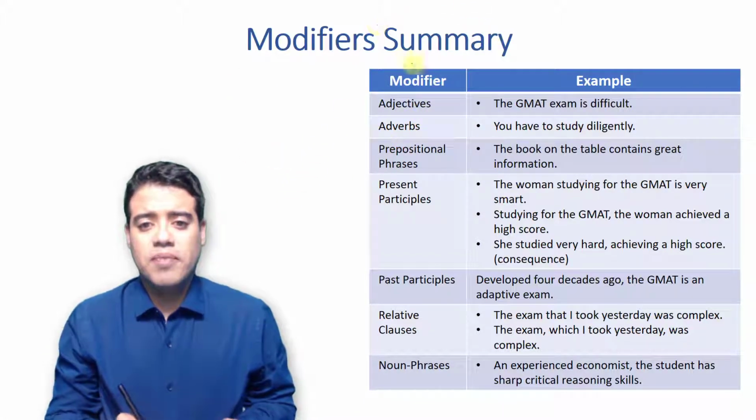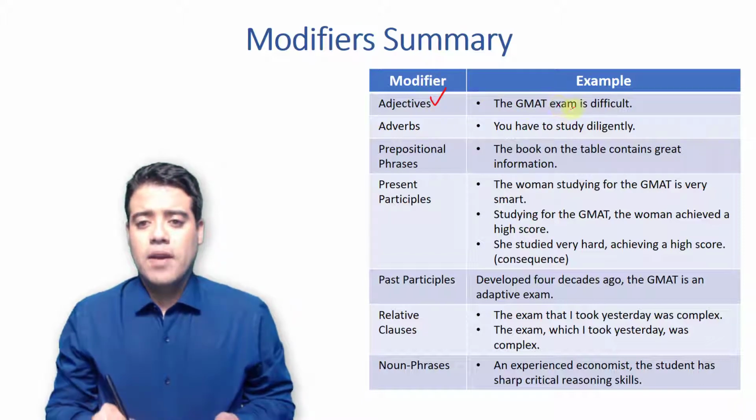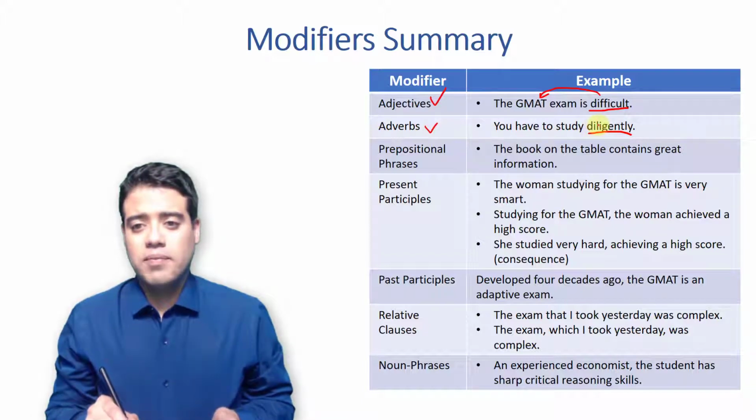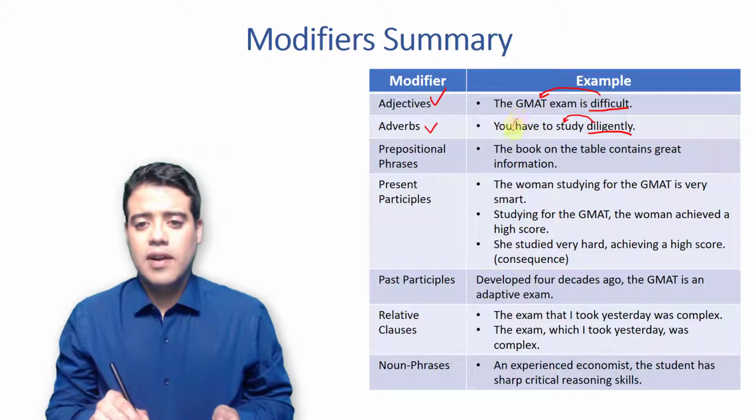As you can see, you have adjectives, and adjectives, especially one-word adjectives, describe a specific noun. If I say the GMAT exam is difficult, the adjective difficult describes the exam. One-word adverbs usually end in ly. Take a look at this. You have to study diligently. How do you have to study? Diligently. In that case, the adverb describes the whole verb, have to study.